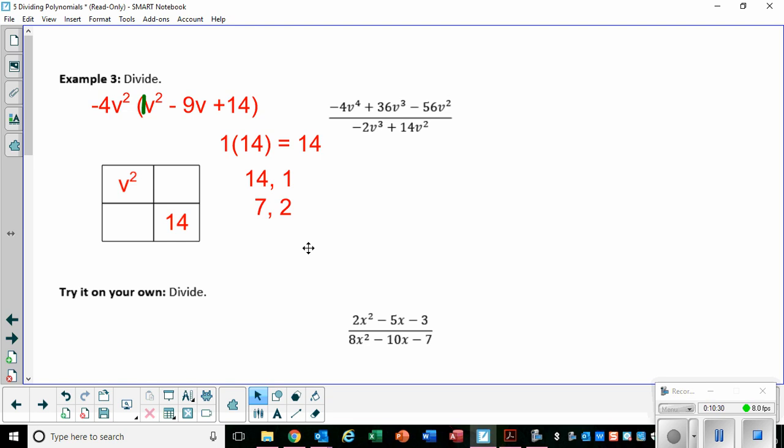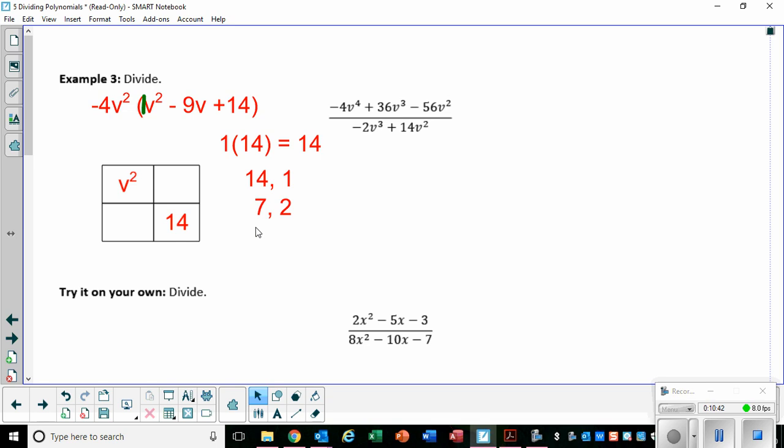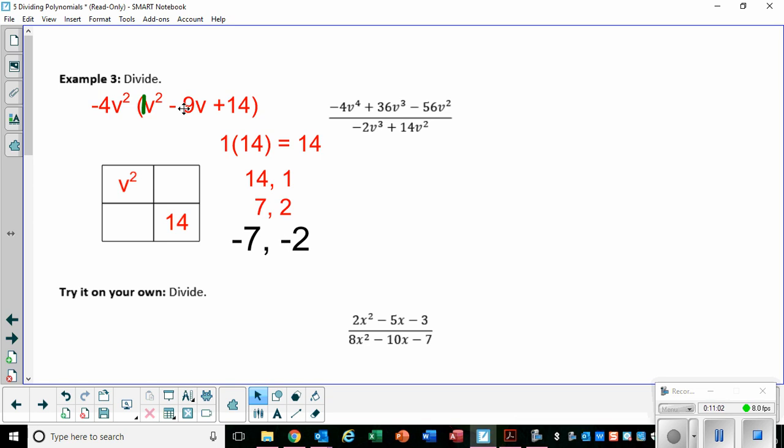Okay, I think some of this stuff might be wrong from here on out, but we're going to try it. Nope, that's not what I needed. I need to delete that. Okay, 7 and 2 will give me +9, and if it's the right number but the wrong sign, change the signs going on here. So -7 and -2 will also multiply up to 14, and they will add to be -9. So those are the two numbers I'm going to fill in here.